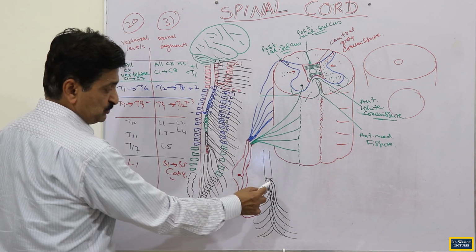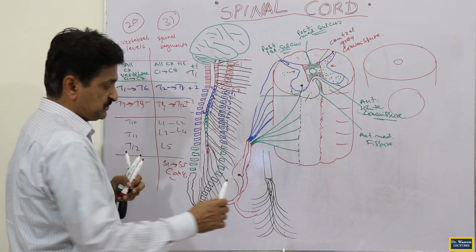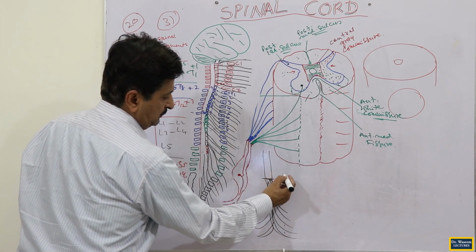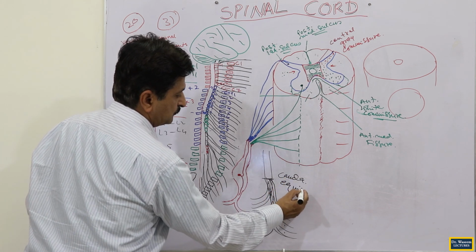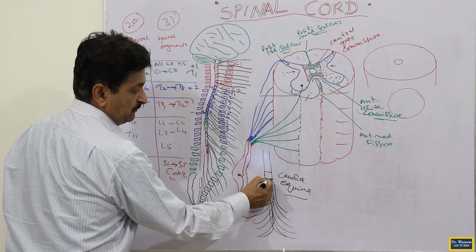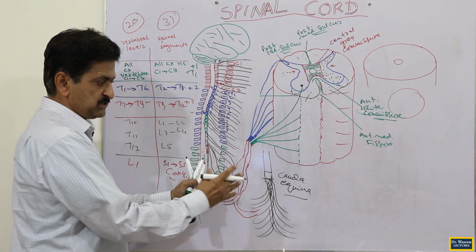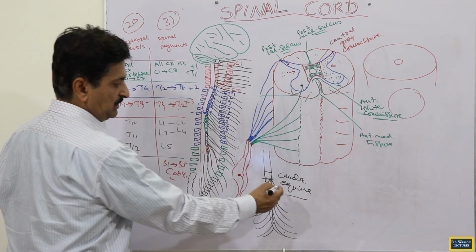So this last 10 nerves, these 40 nerve roots bunch in which there is a filum terminale also, is called cauda equina. Cauda means tail, equina means horse. The conus medullaris itself is a mass, but from this mass is attached a bunch of fibers, just like the tail of a horse. This is called the cauda equina.